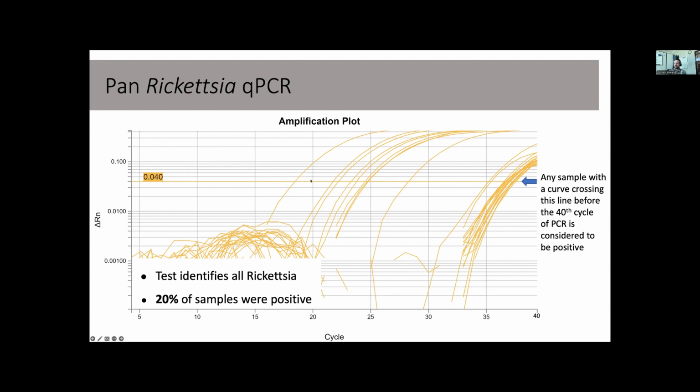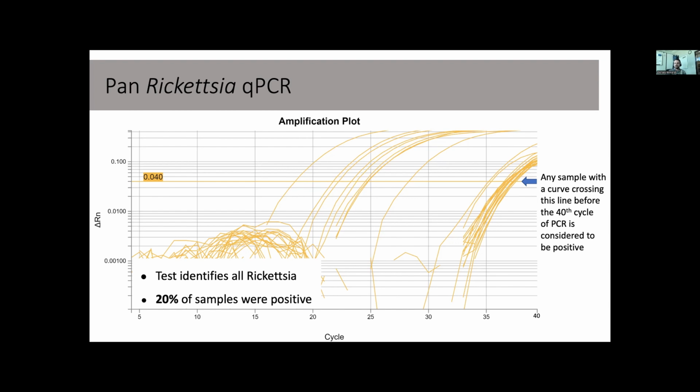And all of these amplification curves are going to be crossing that threshold when there is a fluorescence of the presence of any kind of Rickettsia. Any amplification curve that crosses that threshold before the 40th cycle of the PCR will be deemed positive. And so we got 20% of our samples were positive for the presence of any kind of Rickettsia.